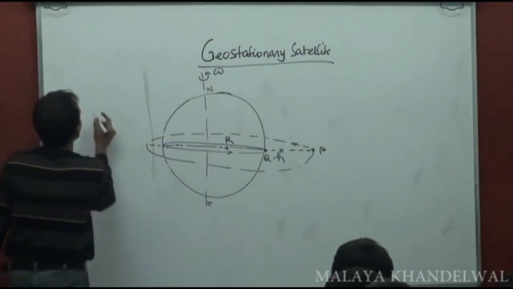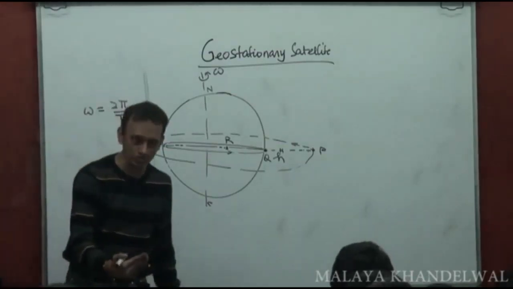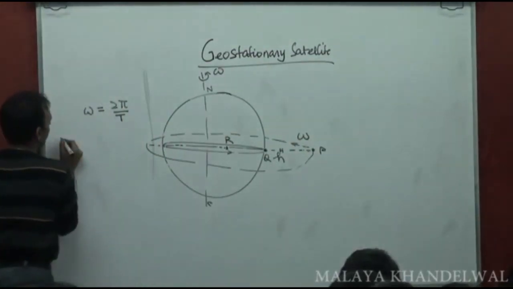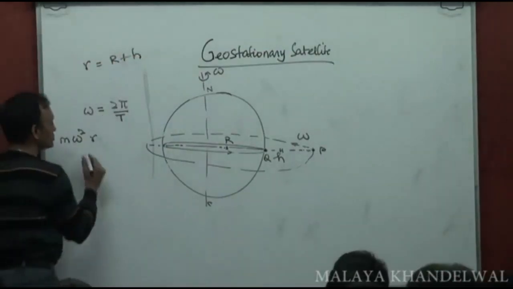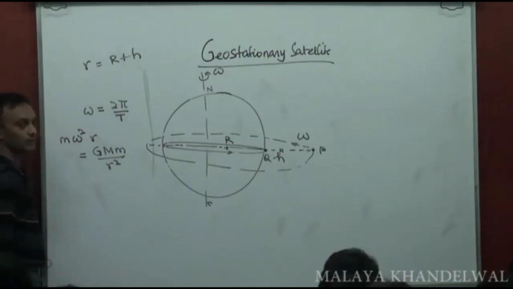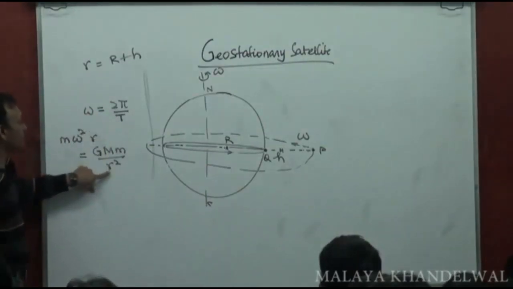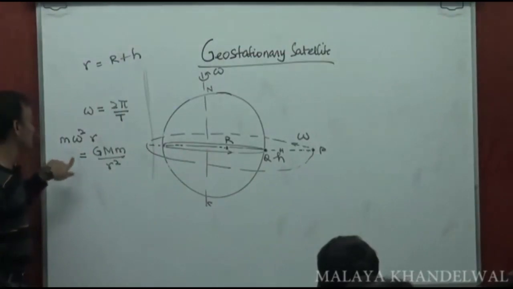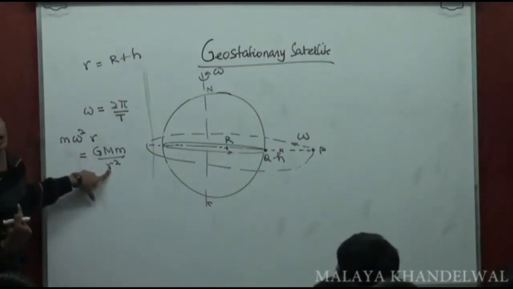So in a geostationary satellite, essentially, what's omega? Omega is 2 pi by T, where T is 86,400 seconds or 24 hours, right? And the centripetal force, m omega squared small r, where small r is capital R plus h, is provided by the gravitational pull from the Earth, GMm by r squared. So if you plug in omega equal to 2 pi by T, where T is known to you, then you get the radius r of the orbit of the satellite. From this equation, you can solve for small r, the orbiting radius of this geostationary satellite.